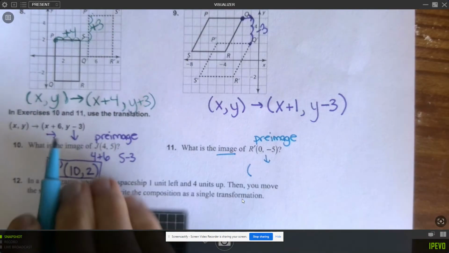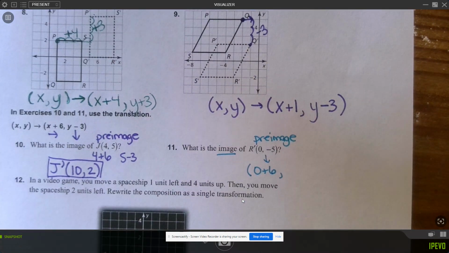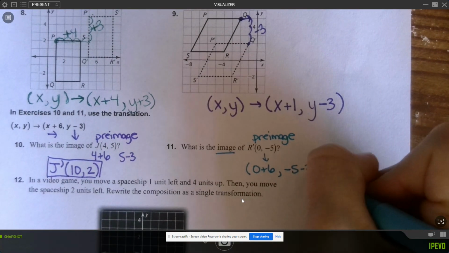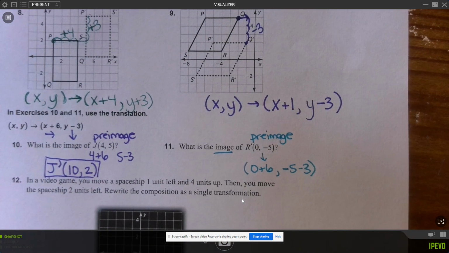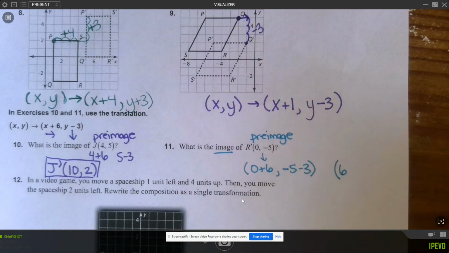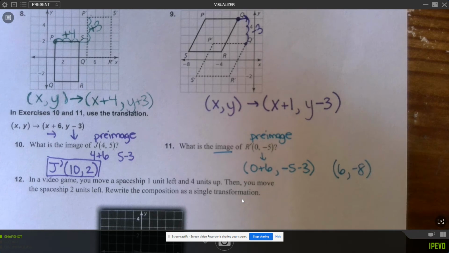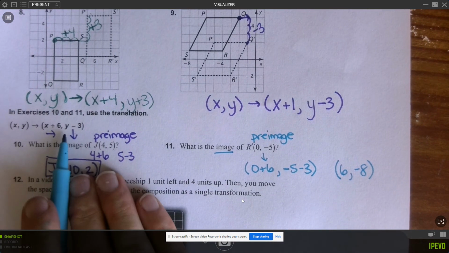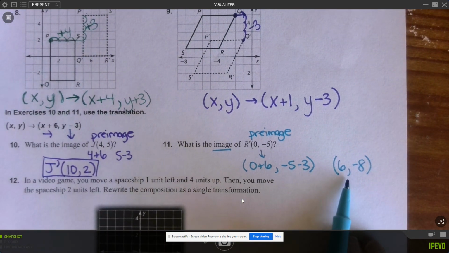So if I change this, I'm going to add 6 to 0, right? 0 plus 6. And I have to subtract 3 from negative 5. Negative 5 minus 3. This is going to be my new point. So let's go ahead and figure out what that is. 0 plus 6 is 6. And negative 5 minus 3 is negative 8. So if you take the point (0, -5), and you translate it using this rule, you're going to go 6 to the right and down 3. This is your new point.